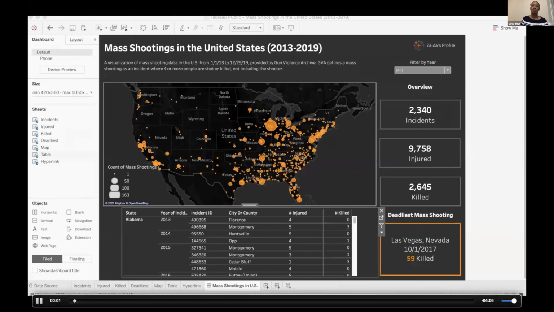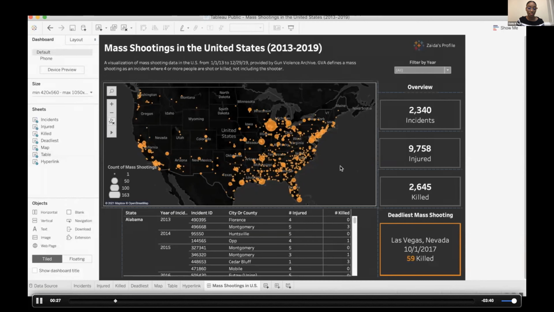This viz is called Mass Shootings in the United States from 2013 to 2019. Underneath my title, I have a caption, and the most important piece of information here is the definition of a mass shooting, which is defined as an incident where 4 or more people are shot or killed, not including the shooter.